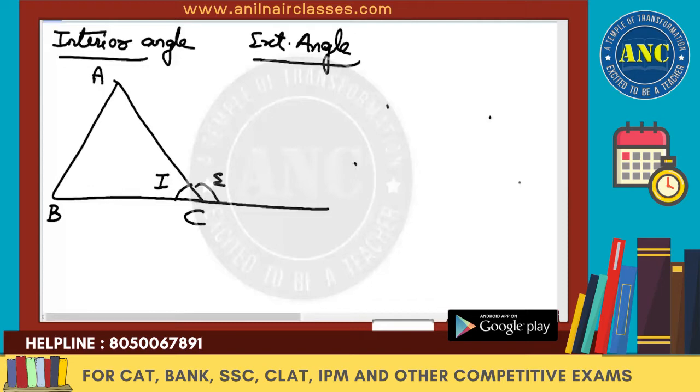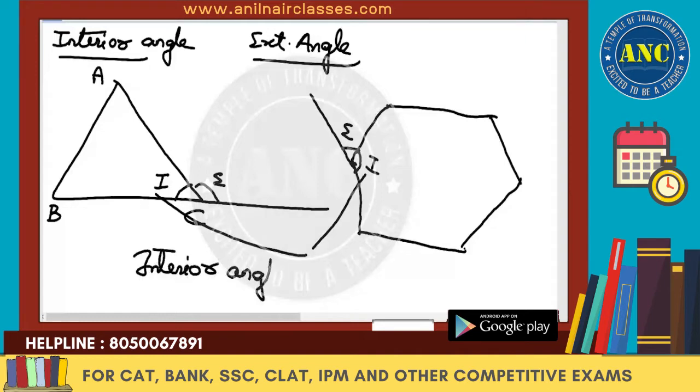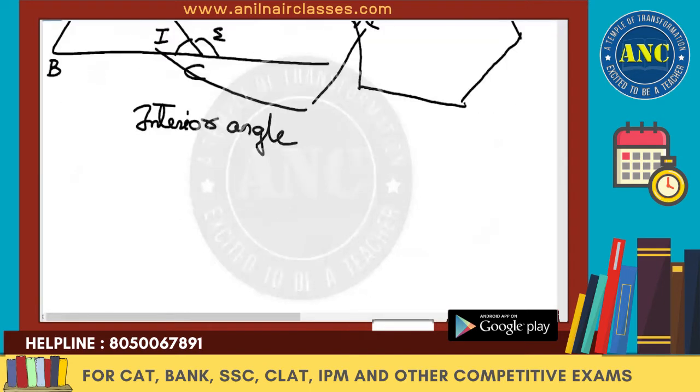Similarly, if I take a hexagon, this is an exterior angle, this is an interior angle, and this is an exterior angle. This definition should be very clear. This is an interior angle and E is an exterior angle. What is an interior angle and what is an exterior angle? Right. Now, another important point.